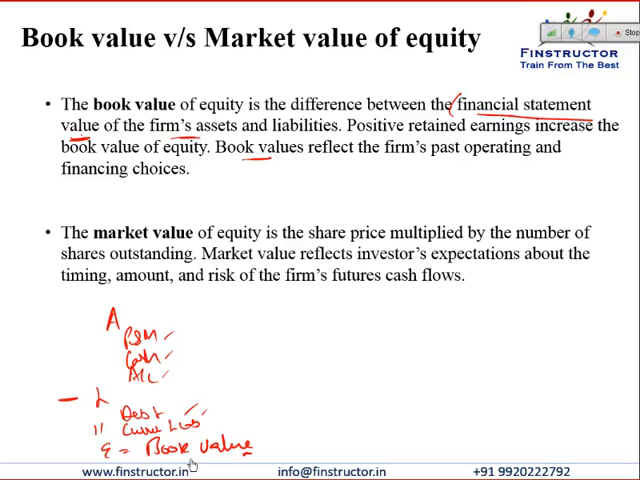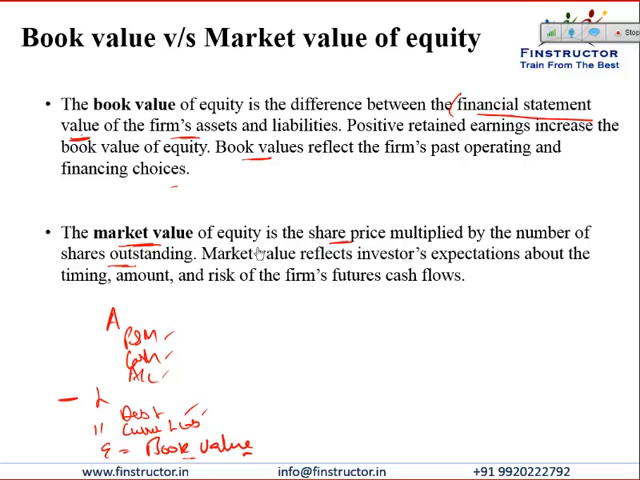Now, the book value of equity will often differ from the market value of equity, which is simply the share price multiplied by the number of shares outstanding. While book value is an accumulation of past activities and past financing choices, depending on how much debt you have chosen to keep and what assets you have purchased, that will define your current book value of equity. The market value, on the other hand, reflects expectations about future cash flows and future accretion to this book.